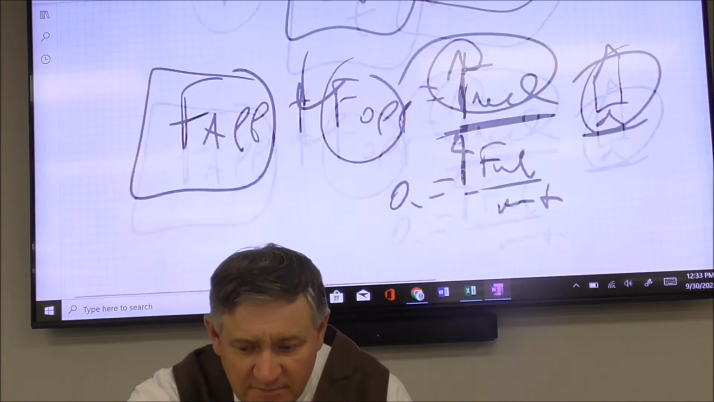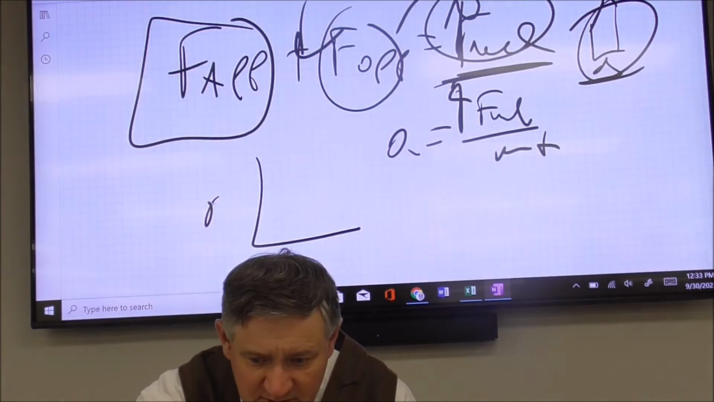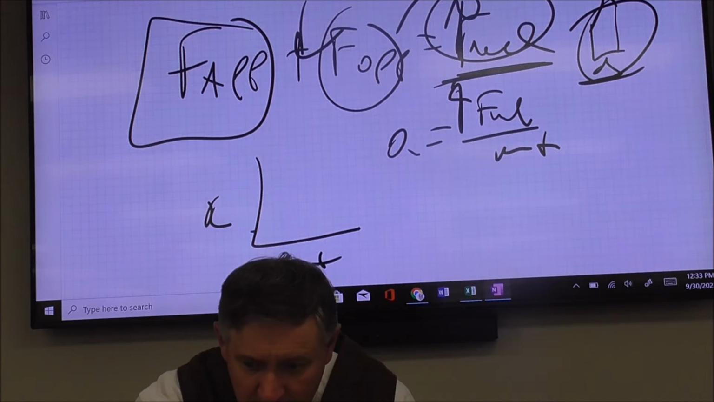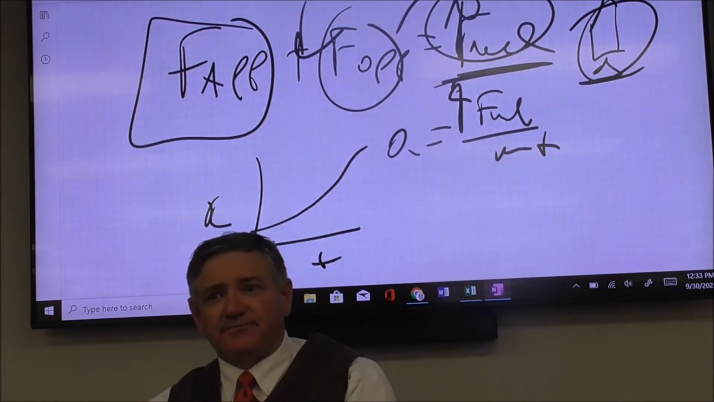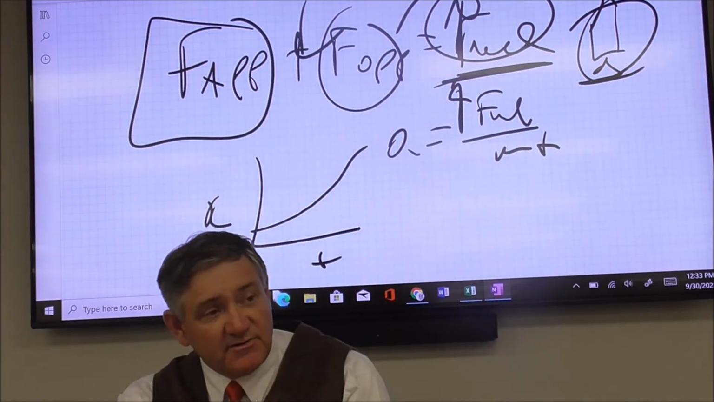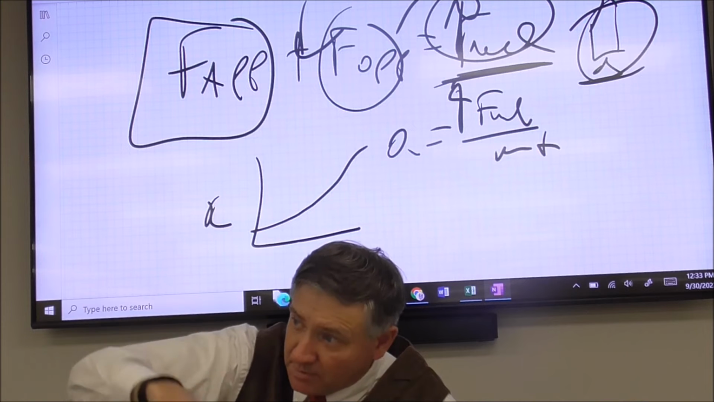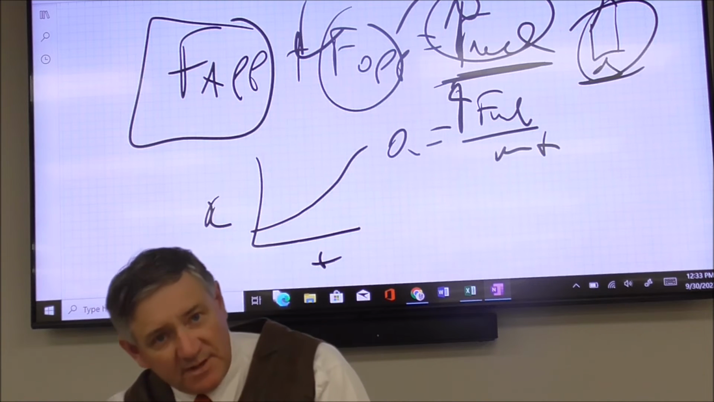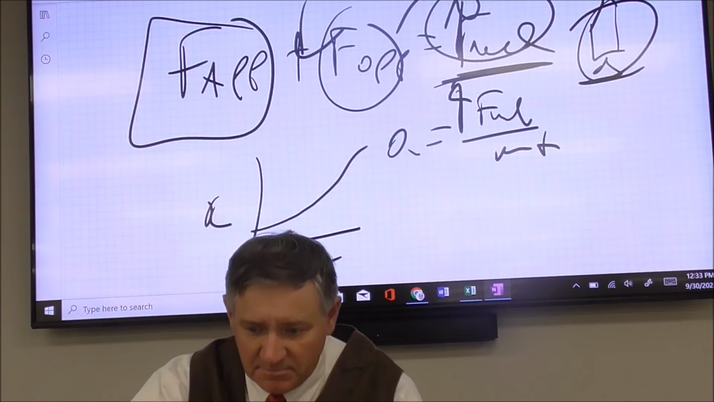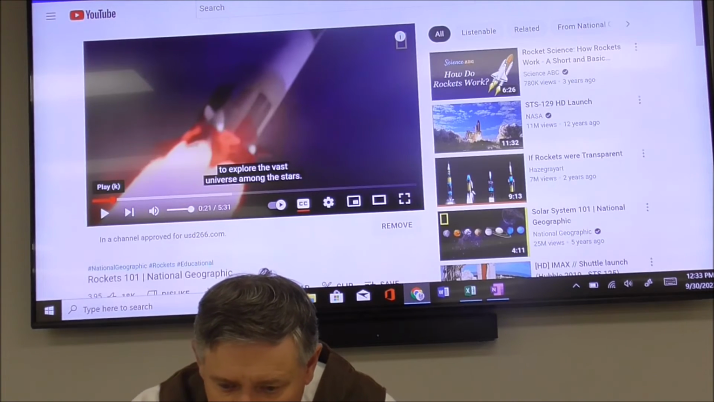Because you have a bigger net force operating on a smaller mass, so you have less stuff to accelerate. So what happens if you look at an acceleration versus time graph for a rocket? It goes something like this. So your acceleration actually becomes larger as a function of time because as you burn more and more fuel, you have less stuff to accelerate. Your acceleration actually becomes greater. Okay, so let's go back.